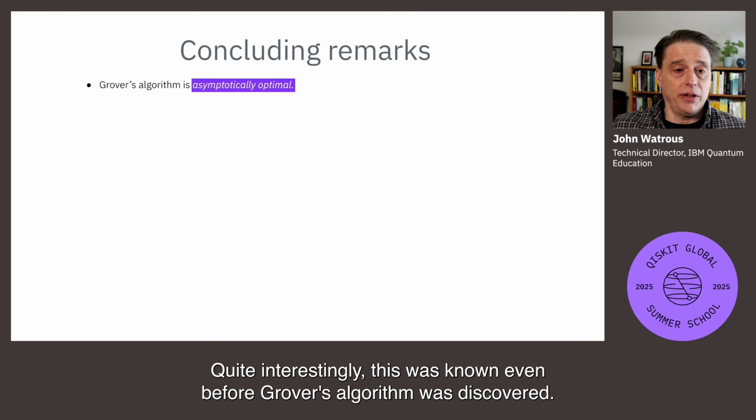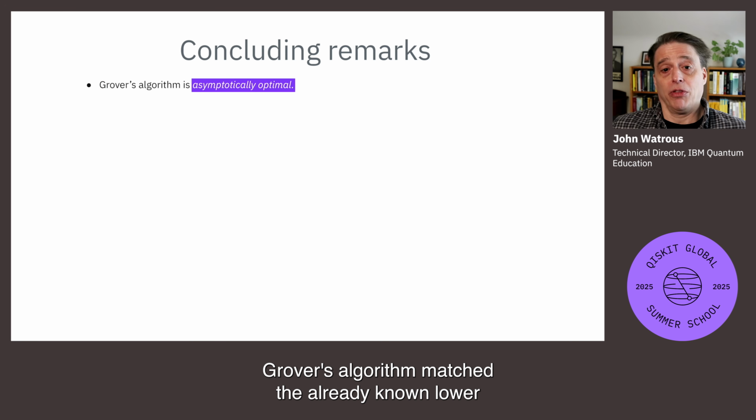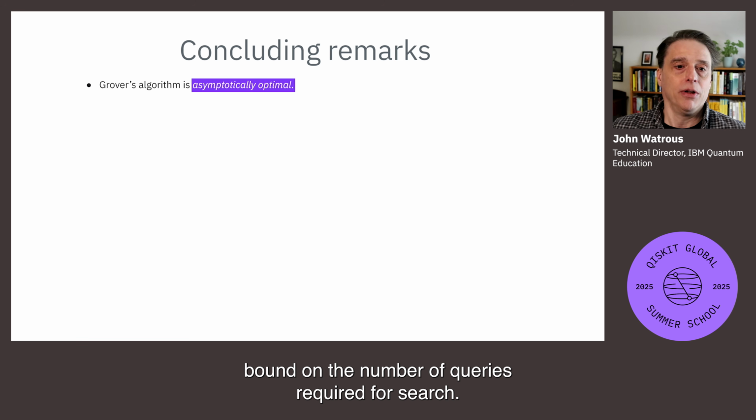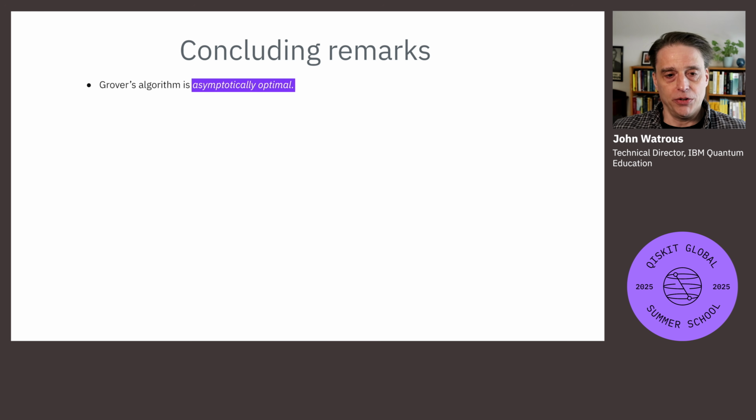Quite interestingly, this was known even before Grover's algorithm was discovered. Grover's algorithm matched the already known lower bound on the number of queries required for search.